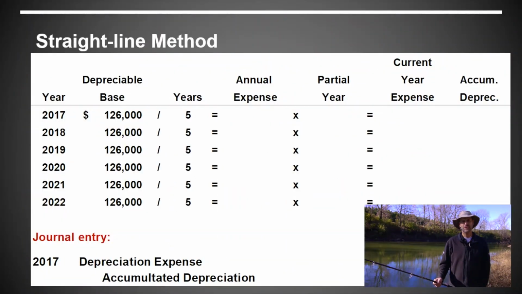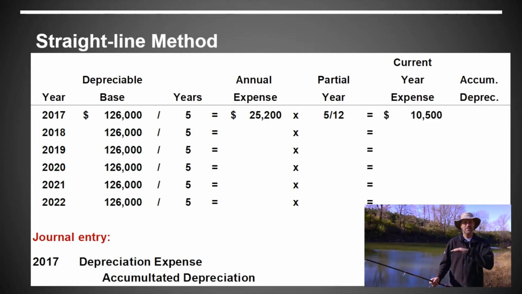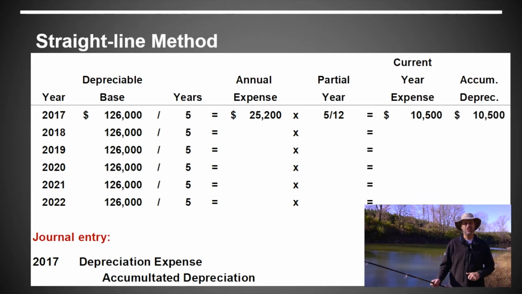So in our first year, we take 1/5 of 126,000. That gives us $25,200. It is a partial year because, again, we did not have it the whole year. We only had it for 5 months. So we're going to multiply times 5/12, which gives us current year depreciation of $10,500. And then we're going to move on to our next year.